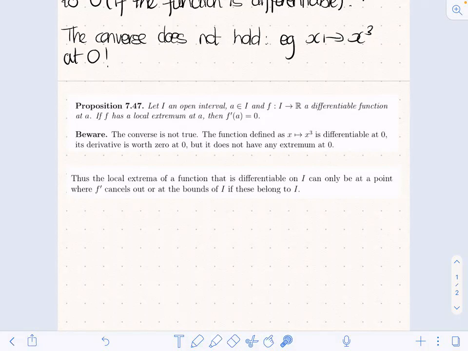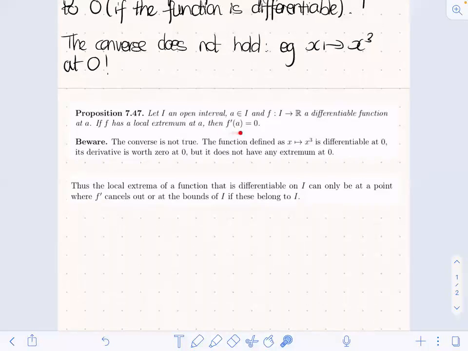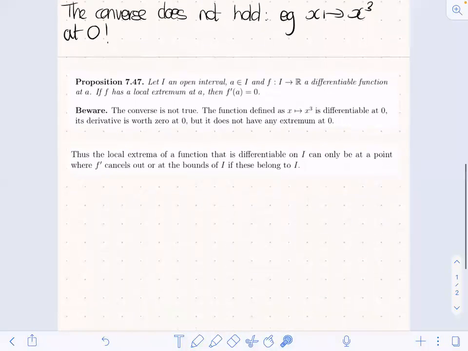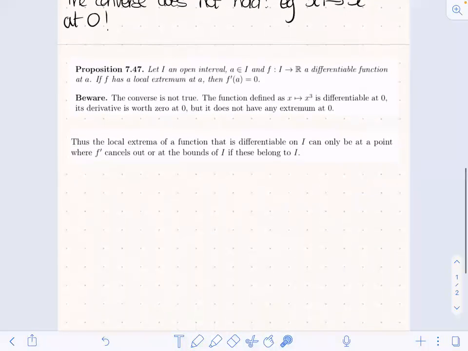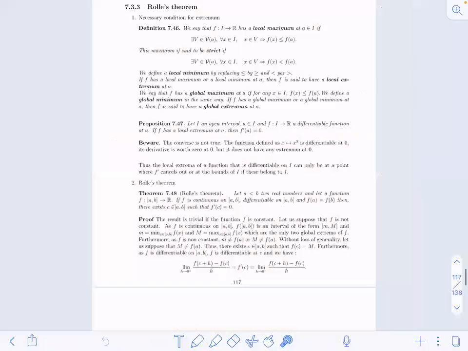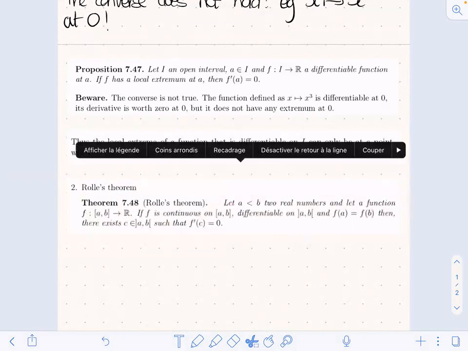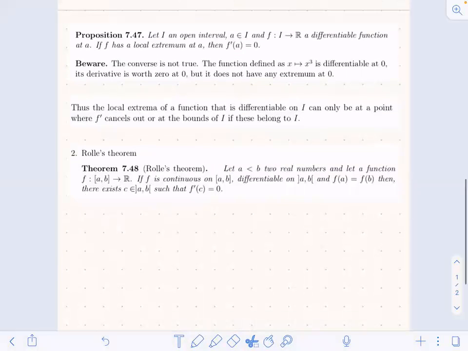So we can see that finding points where the derivative of a function cancels out can be quite an important thing to be able to do. And there's a theorem in maths that gives some conditions under which such a point will exist. Those conditions are called Rolle's theorem, which is another one of the key analytical theorems of this chapter. So we can take a look at what Rolle's theorem tells us.